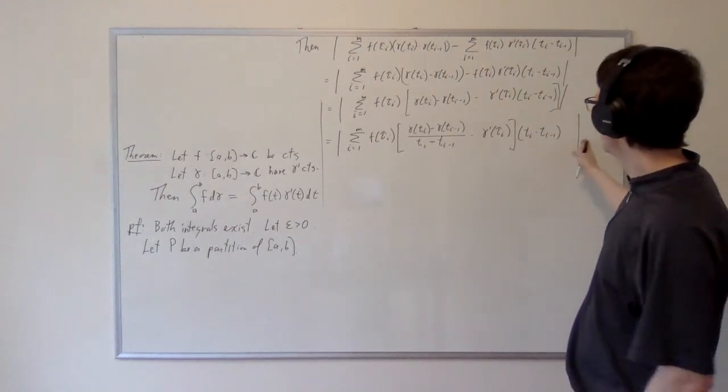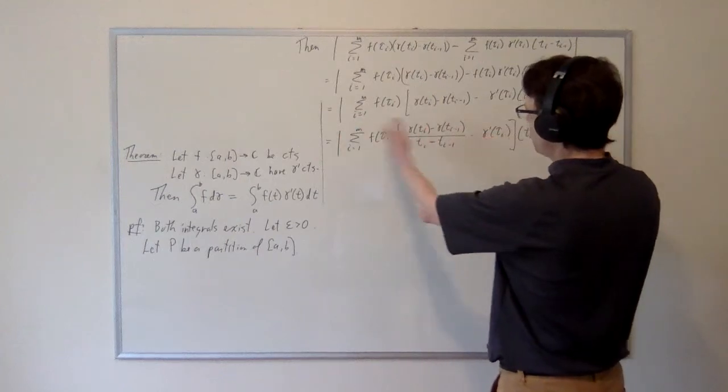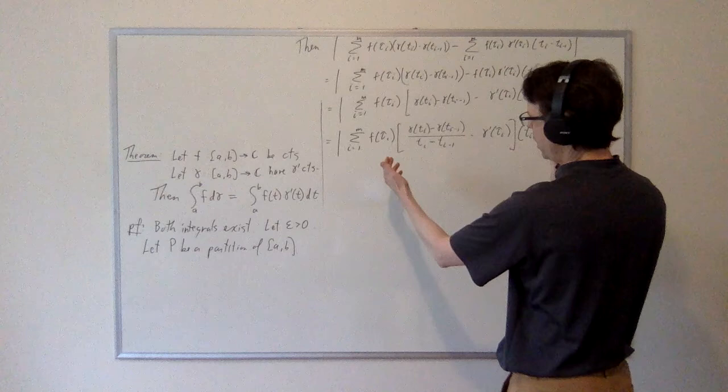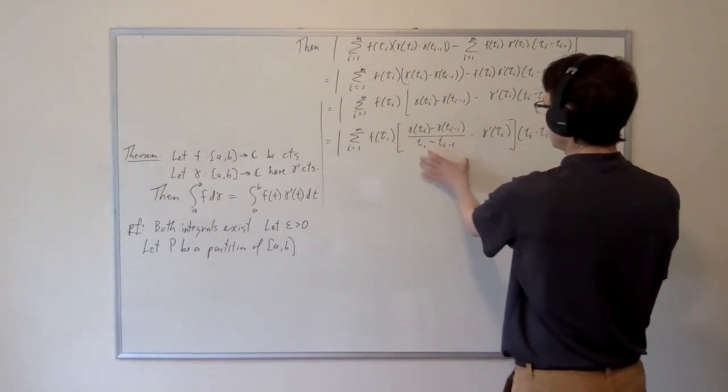Next thing we need to do is we're going to use the triangle inequality and move the modulus inside. So I'm going to move the modulus inside the sum using the triangle inequality. And then I've got a product of three things.